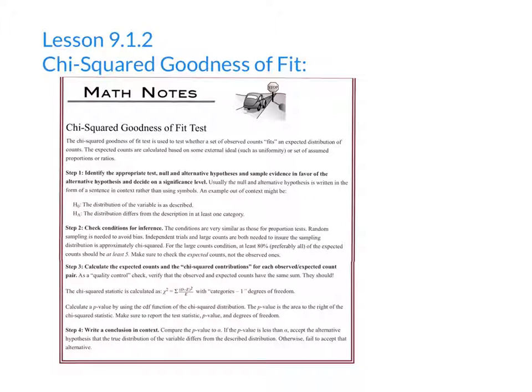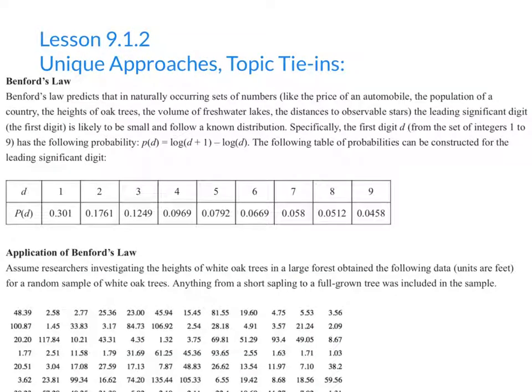There is a Math Notes box outlining all of the goodness of fit procedures in Lesson 9.1.3. Benford's law tends to stick in the minds of students to the point where they have trouble untying the terms chi-squared goodness of fit and Benford's law. Moving forward, make sure they know that Benford's law is just one of the many examples where the goodness of fit test may be applied, and that there is nothing about Benford's law that they need to memorize.